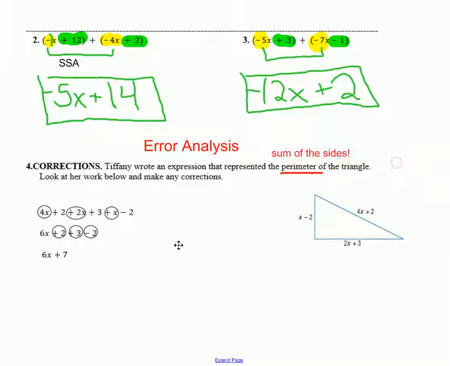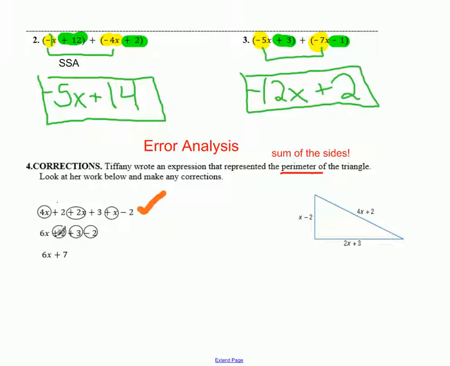So you might want to write that down as a clue phrase or clue word. Let's make it red. There we go. For that word perimeter. So I'm going to add up all of these numbers. So it looks like that's what she did. She added 4x plus 2. That's this side. She also added 2x plus 3. And she also added x minus 2. All right, so far, that step looks pretty good.